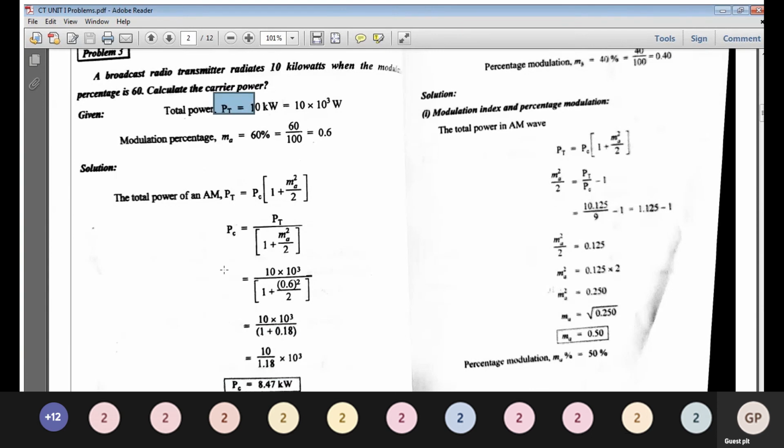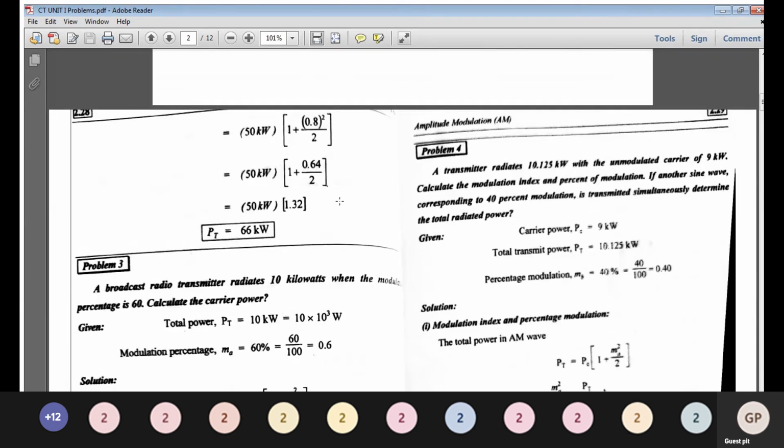Compared to total power, the carrier power is always lesser because while doing modulation, the power requirement is increased. So compared with a simple carrier power, the modulated signal power is always greater. This is the concept. Is it clear? This problem? Okay.